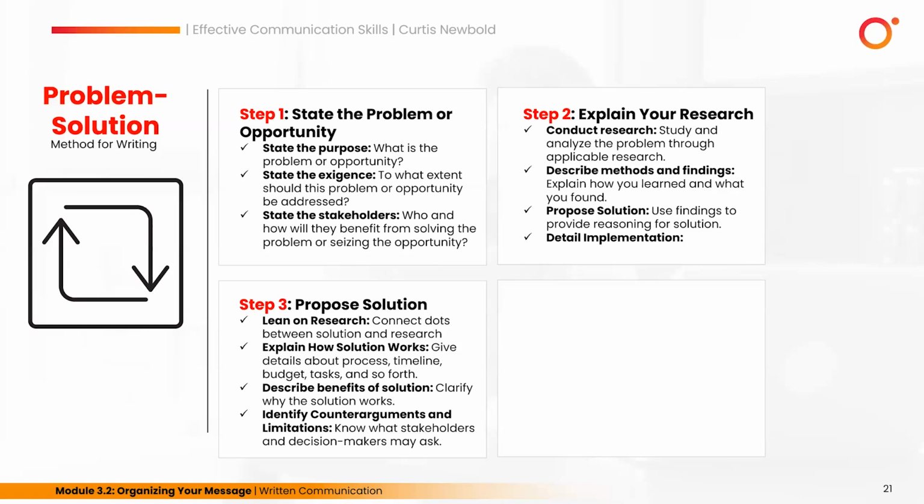Okay, and then in step 3, you propose the solution. So lean on your research, connect the dots between the solution and the research, explain how your solution works. So you give the details about the process, timeline, budget, tasks, and so forth. And then describe the benefits of the solution, clarify why that solution works. And then lastly, identify counter arguments and limitations.